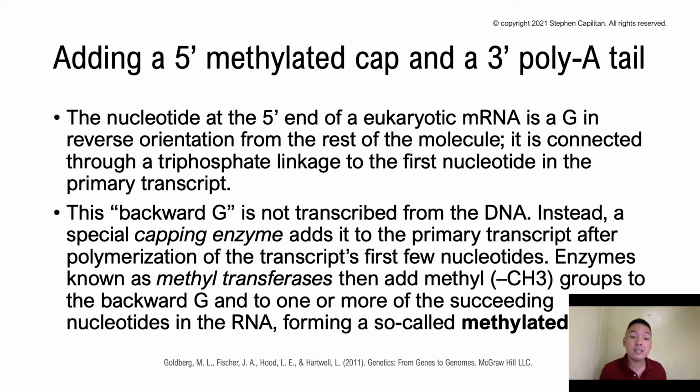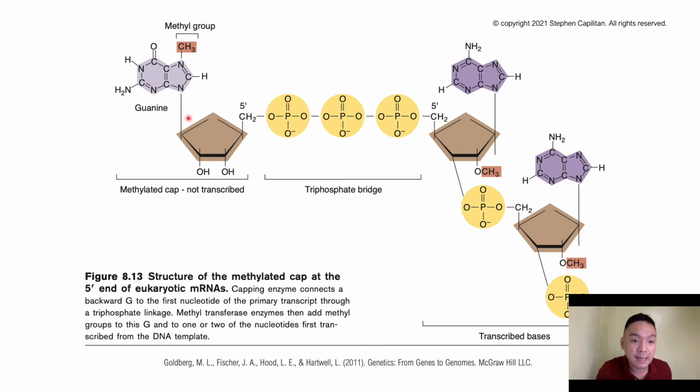These enzymes, known as methyl transferases, then add methyl CH3 groups to the backward G and to one or more of the succeeding nucleotides in the mRNA, forming the so-called methylated cap. Okay, this is what we call your methylated cap. It has a methyl group. This is your guanine, okay, and these are not transcribed. This triphosphate bridge is then linked to these transcribed bases. So this is the structure of the methylated cap at the 5' end of a eukaryotic mRNA.